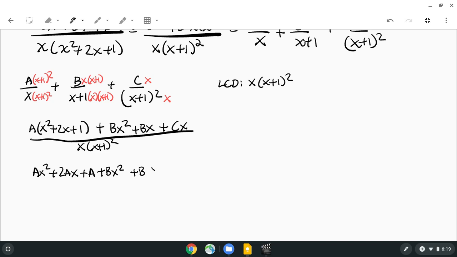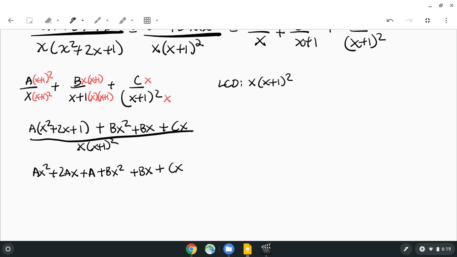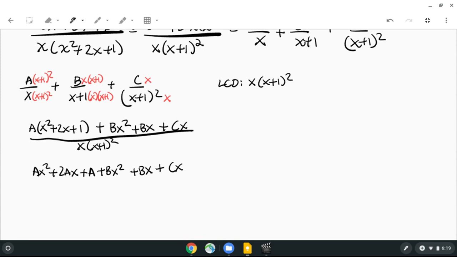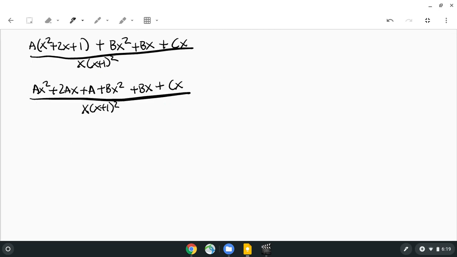Plus bx plus cx, all over our denominator. Okay, so I'm going to organize my numerator. We have a lot more terms now, so it's a little more interesting. I'm going to put them in descending order.